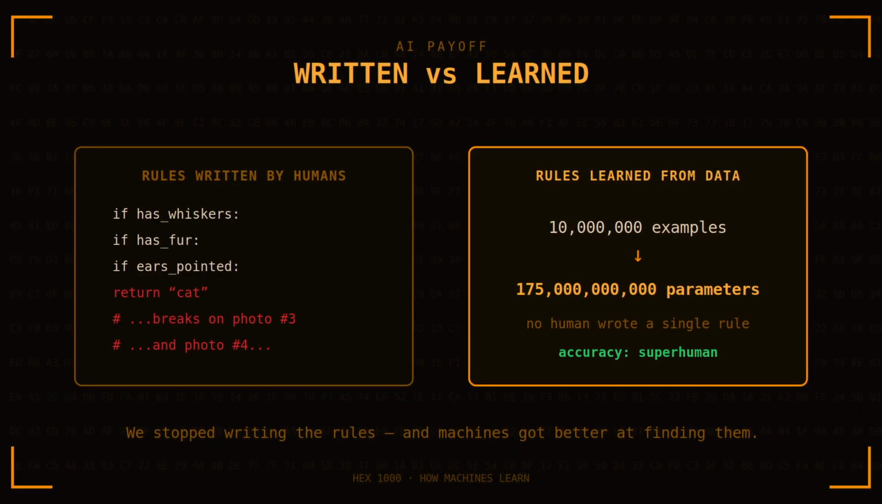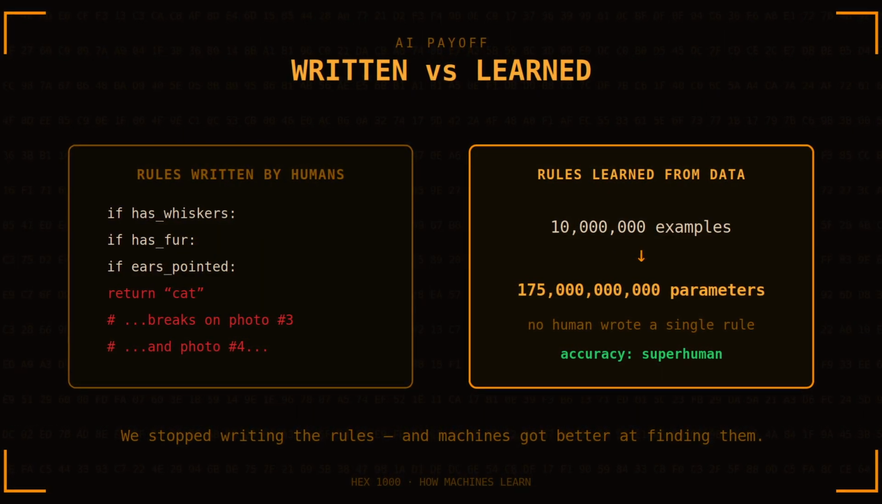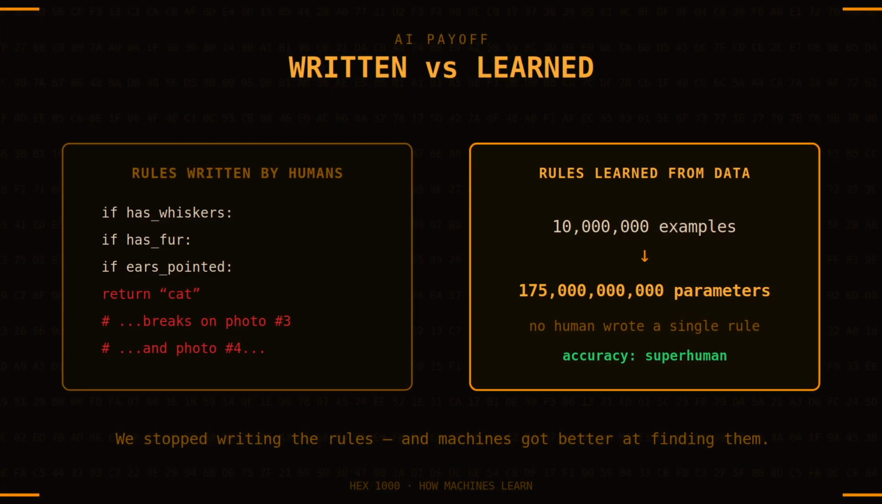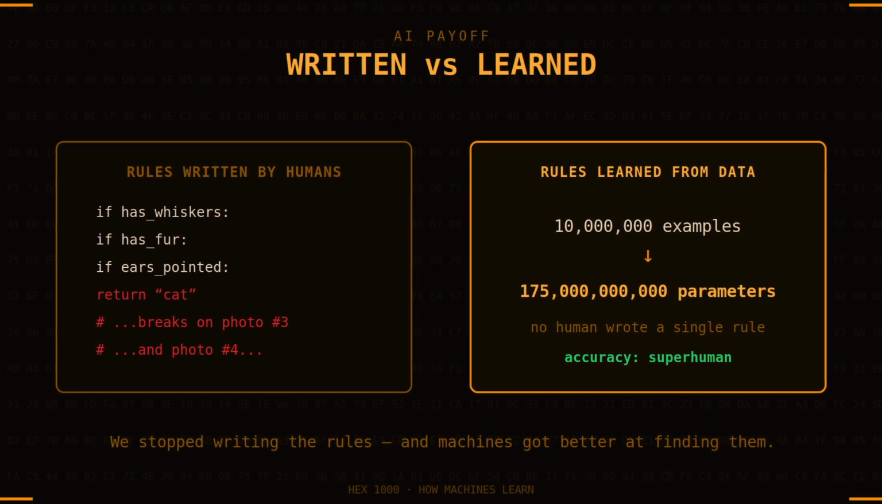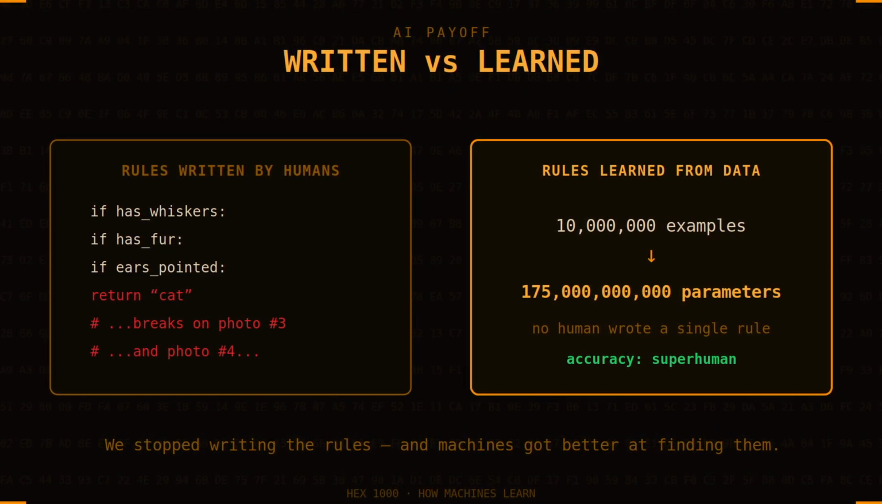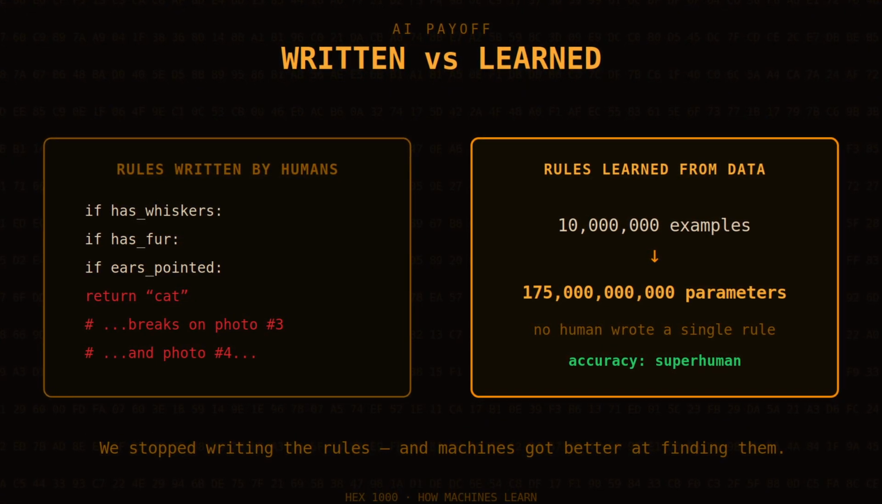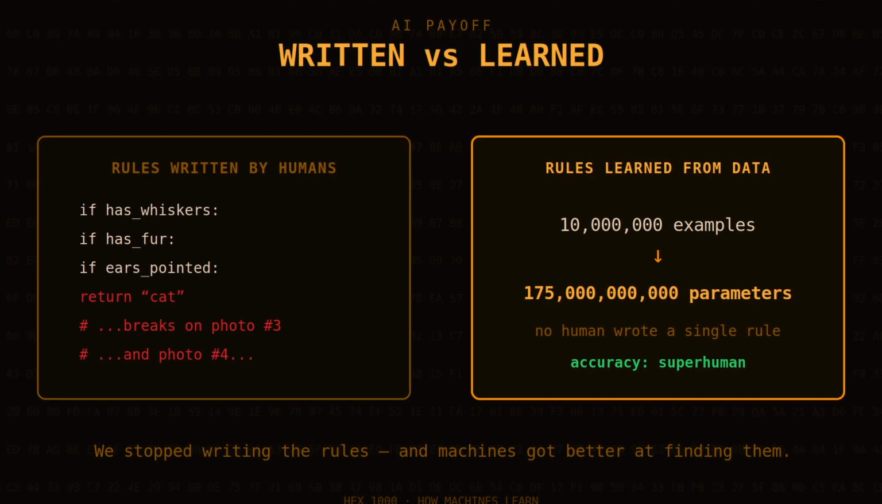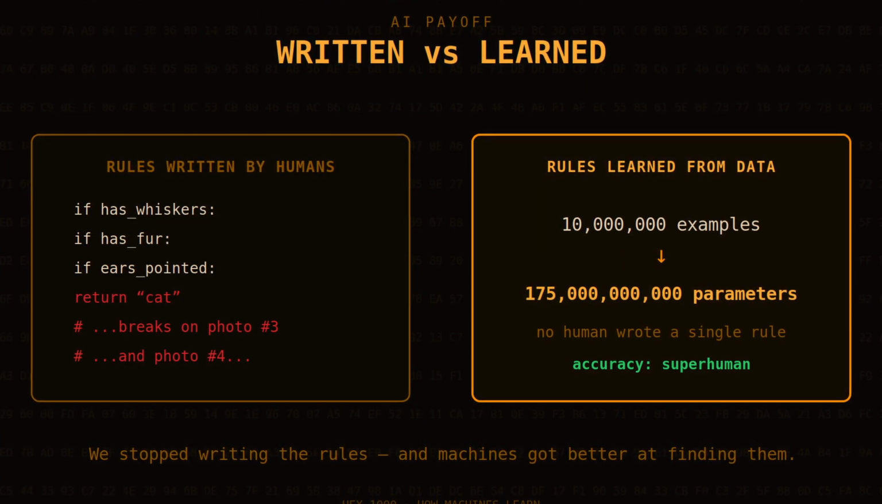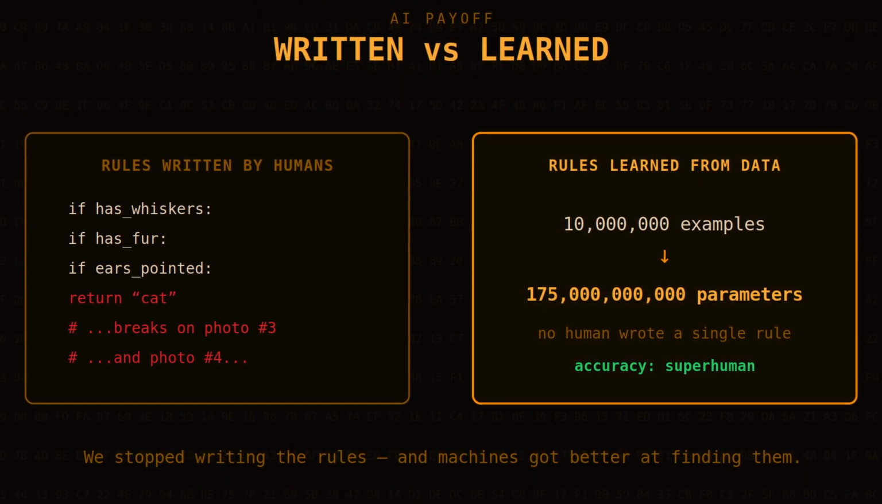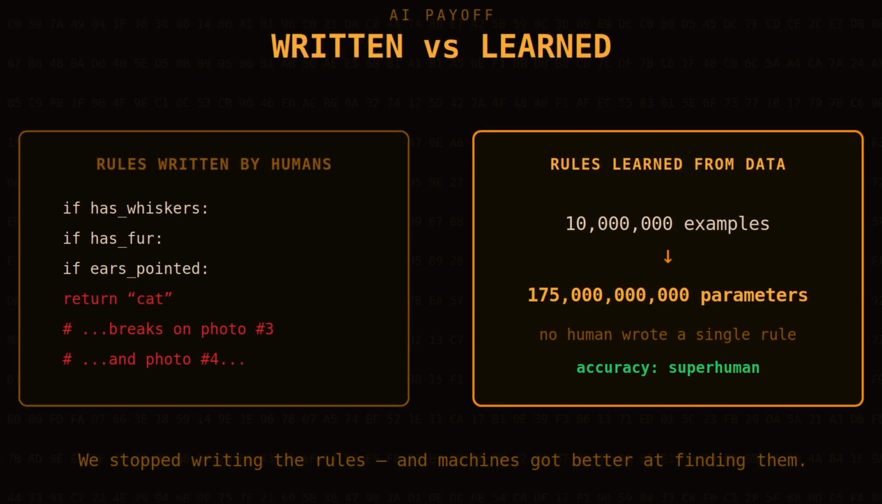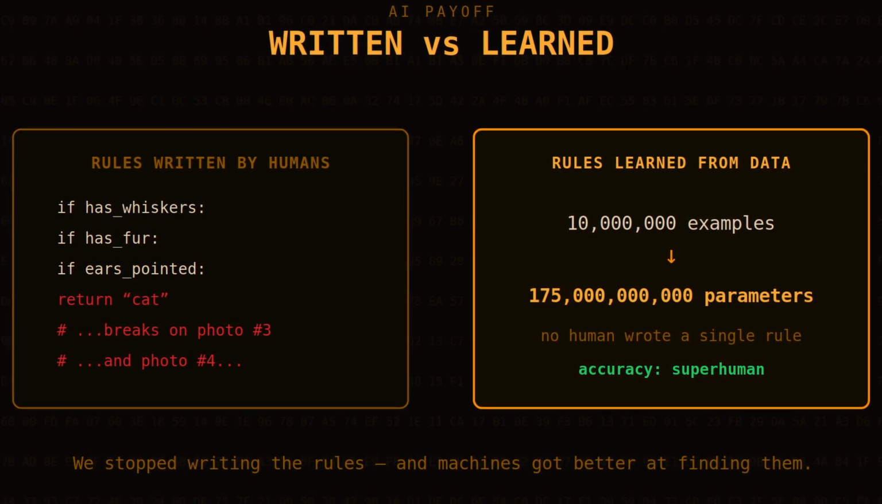For the first time, the machine isn't following our rules. It's discovering its own. We didn't tell it what a cat looks like. We didn't write the logic for translating French or generating a sentence. We built a structure of tunable numbers, showed it data, and let a loop do the rest. That is a genuinely different kind of machine. Not a faster calculator, a system that learns. And that is how today's most powerful AI actually works.